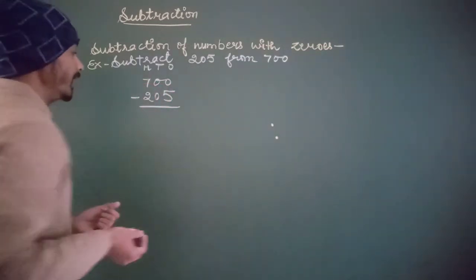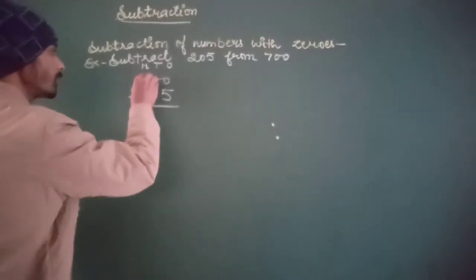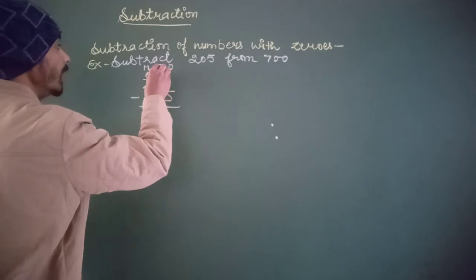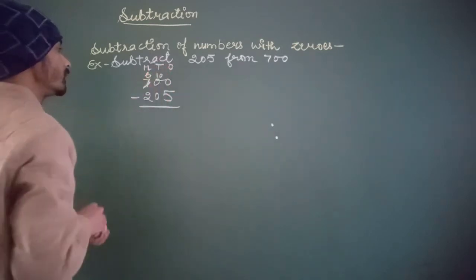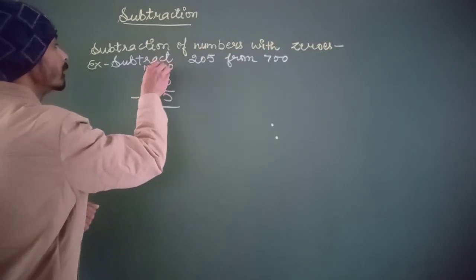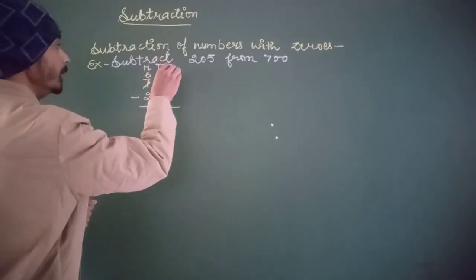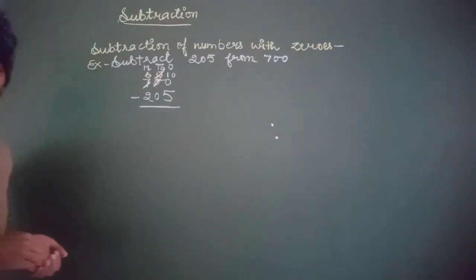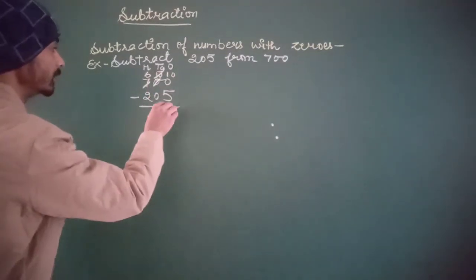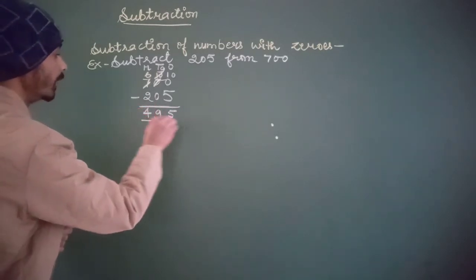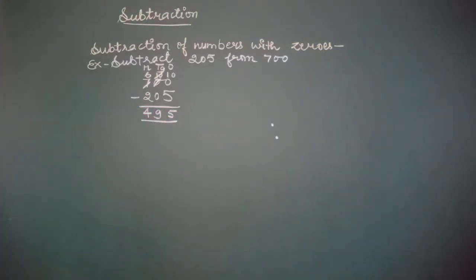So regroup here. Listen carefully. 6 hundreds, then 9 tens and 10 ones. So 10 minus 5 is 5, and here will be 9, and 6 minus 2 is 4. Listen carefully how we have to do.